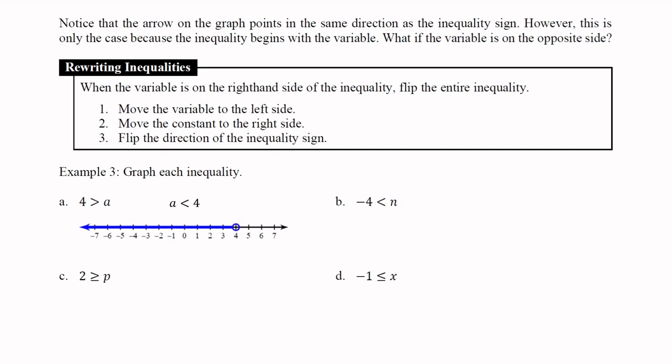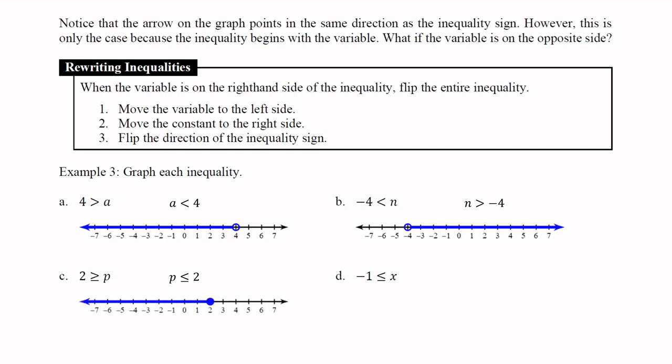For B, we have N being moved to the left, -2 being moved to the right. So we're going to swap the left and the right side, and we're going to flip our inequality. So N is greater than -4. Open dot at -4, and we're shading to the right. For C, flip our two values, flip our sign, and that gives us a closed dot at 2 and shading to the left. And then for D, flip everything and then put our closed dot at -1 and shade to the right.